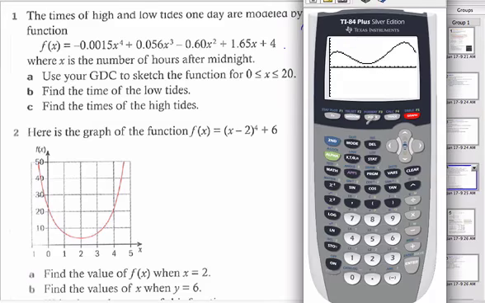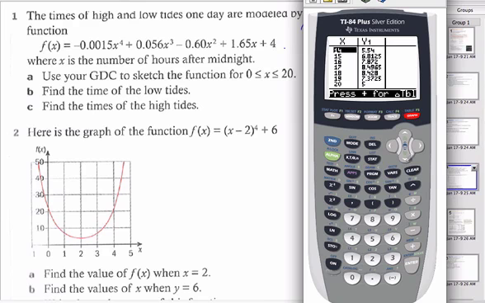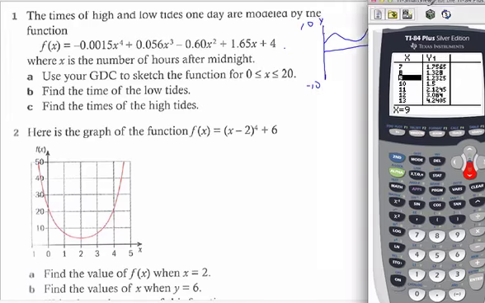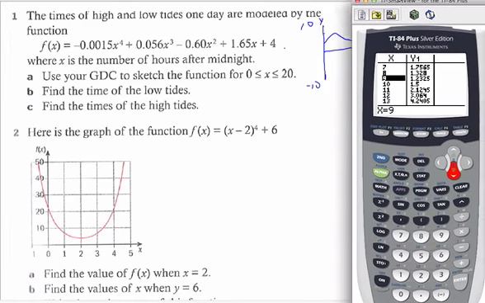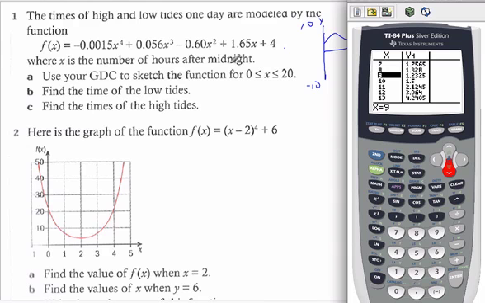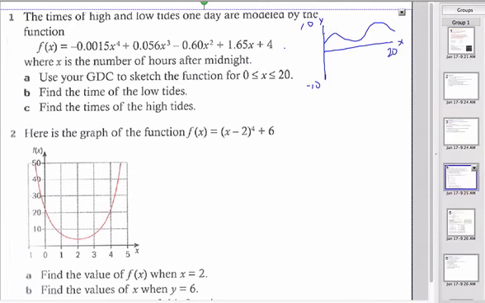Maybe the best way to do that is to go to table and see when the y value is lowest. Seems like it's the lowest at 9 hours. Okay, so this is hours after midnight, so 9 hours after midnight would be 9 o'clock a.m. So that would be 9 o'clock a.m.